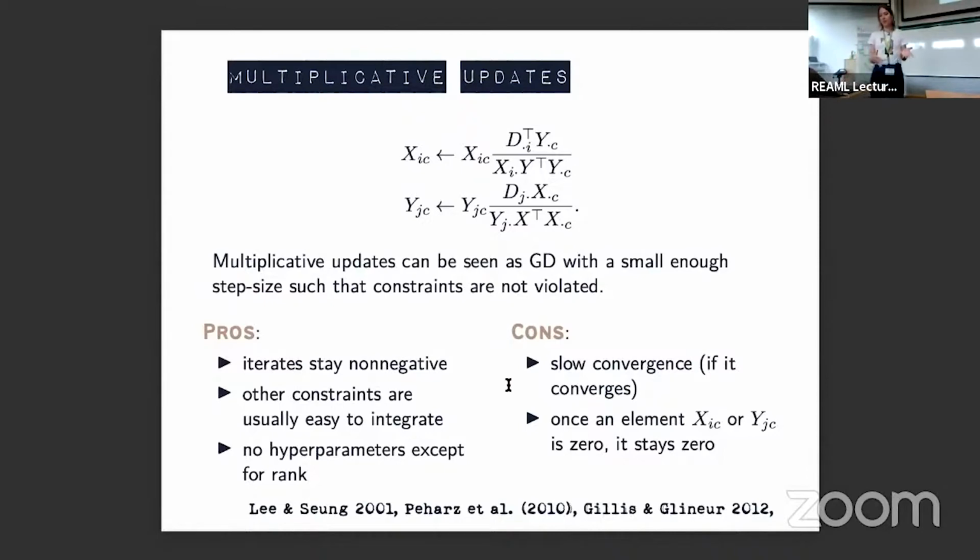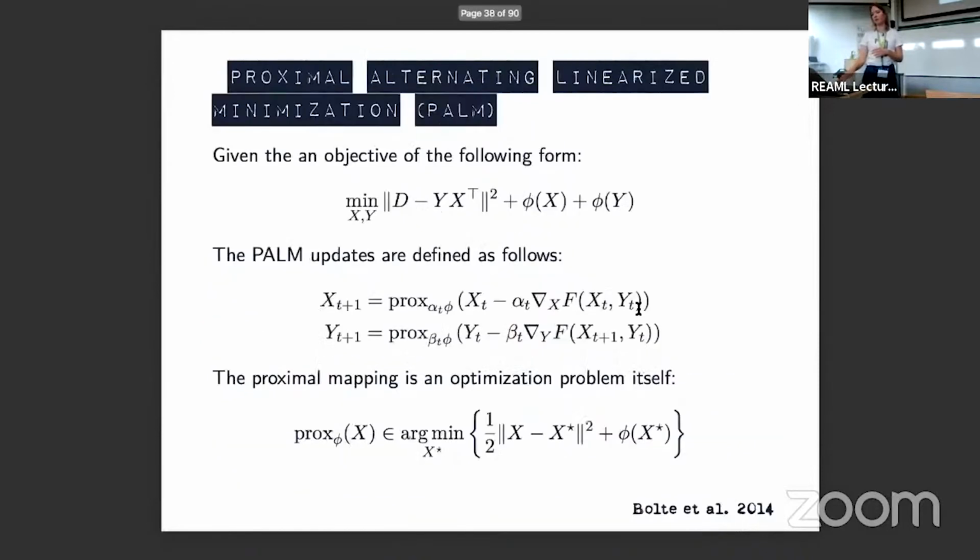Now, the positive aspects are that the iterates stay non-negative during the optimization, which is quite nice. And other constraints are also usually easy to integrate. The main drawback is that it has a really slow convergence. This is because the step size is always so small. And also once an element is 0, it always stays 0 because I just multiply here. So if I multiply with 0, then I always stay 0, right? So this we could maybe do better.